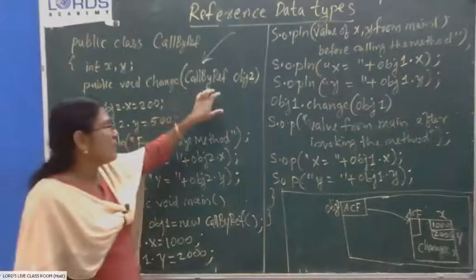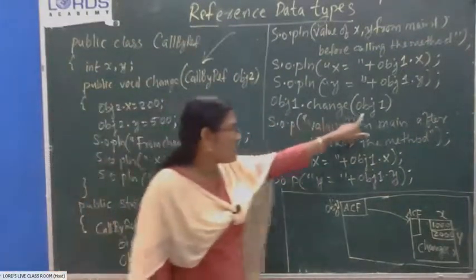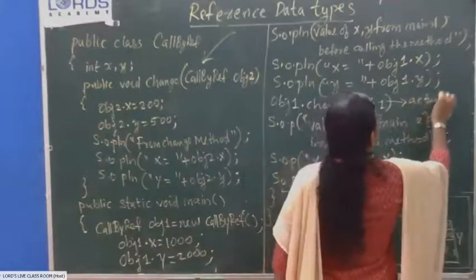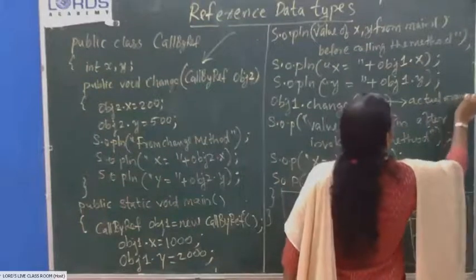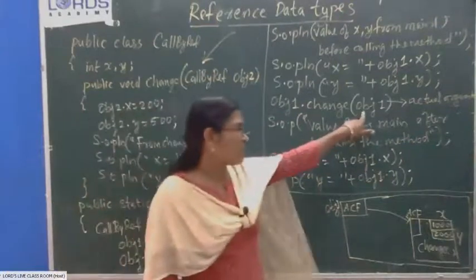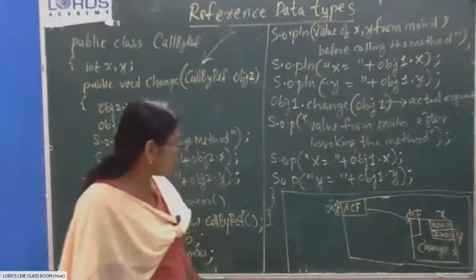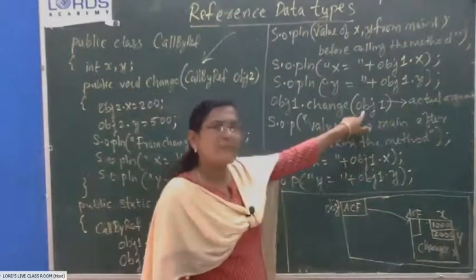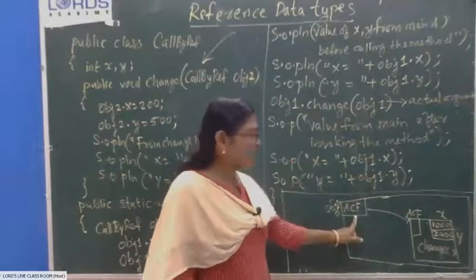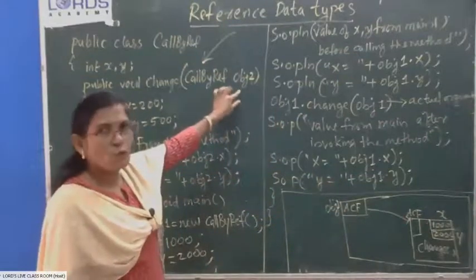So here there is a parameter, a formal argument. So this is the actual argument, which is obj1. Here what type of argument is used? This is a class type variable, isn't it? It's a call by reference type variable. What does it contain? obj1 contains a memory address. So this address will be copied to obj2.